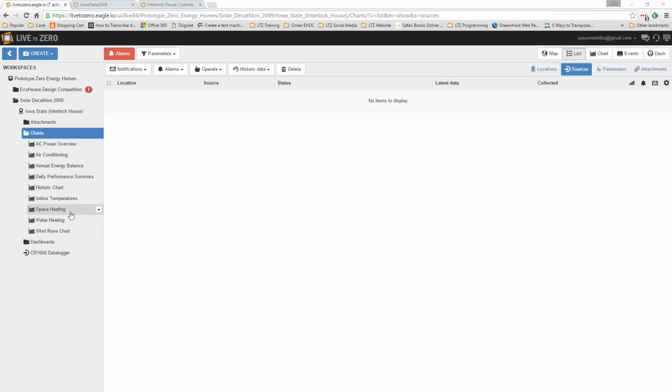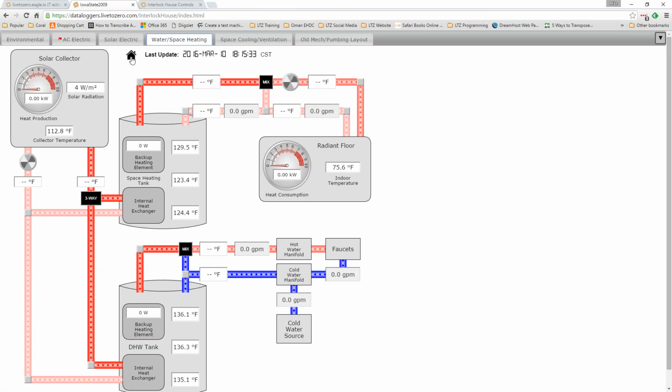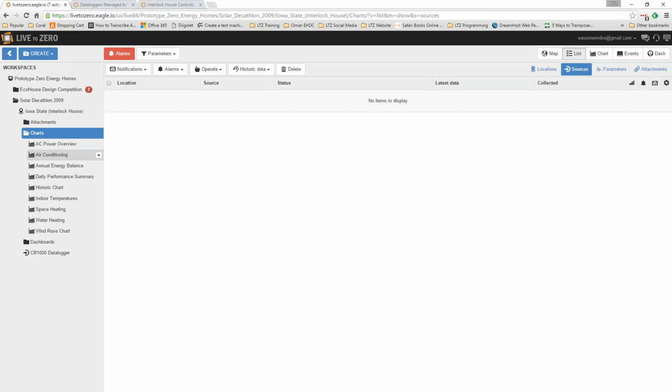So, I have a few windows open here. I should review how to get to this if any of you are wondering. The link to remember is dataloggers.live2zero.com, and from there you can get to the monitoring dashboard, the controls interface, and then the Eagle IO interface, which is what we'll spend most of this time looking at.